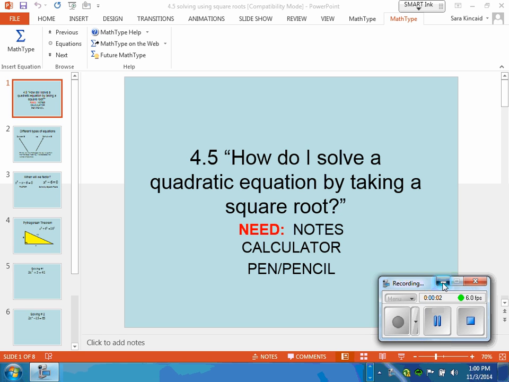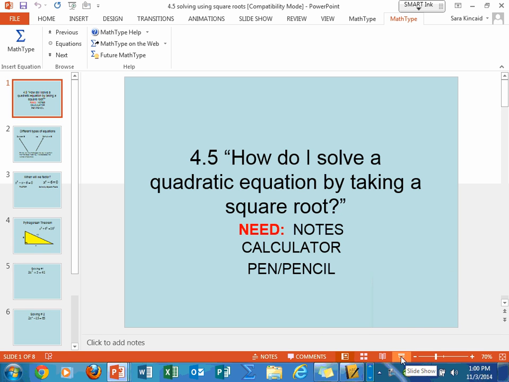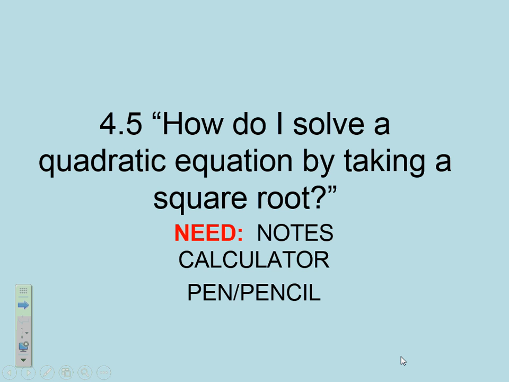Hello, Algebra 2 students. Today we're going to be taking a look at an answer to this critical question of how do I solve a quadratic equation by taking a square root? This is the key question for today: how do we use those square roots, that button, that operation, in order to solve an equation that we know has two solutions, a quadratic equation. So you're going to need your notes, a calculator, and something to write with.